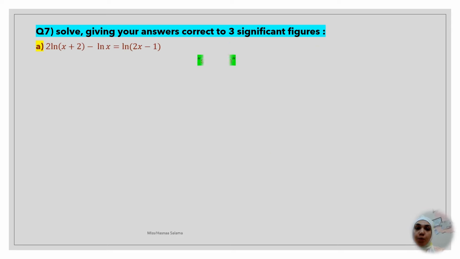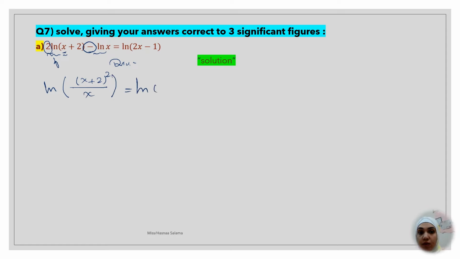Question 7. How can we solve this one to get the value of x? I have here on this side ln minus ln, which means the division law, and here too it means the power law. So we can write it as ln of (x plus 2) all squared over x, and here equals ln(2x minus 1). This is the division law, this is the power law.